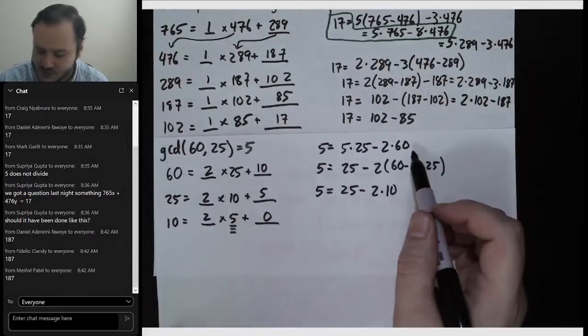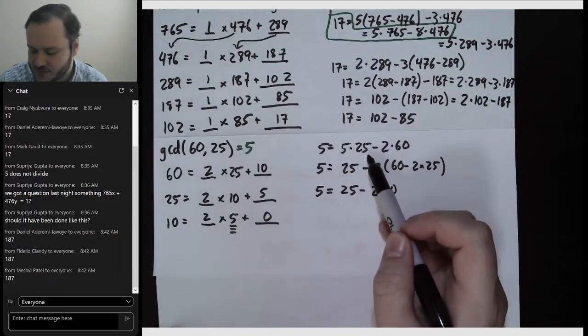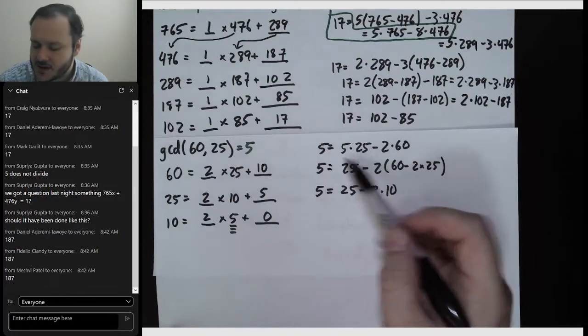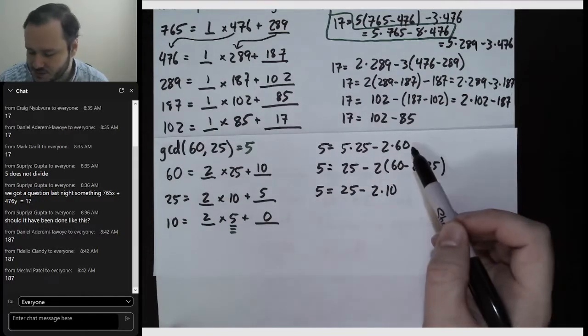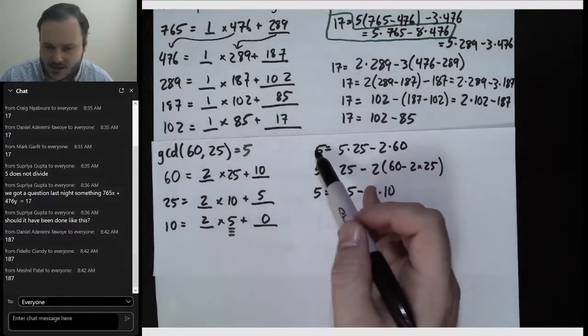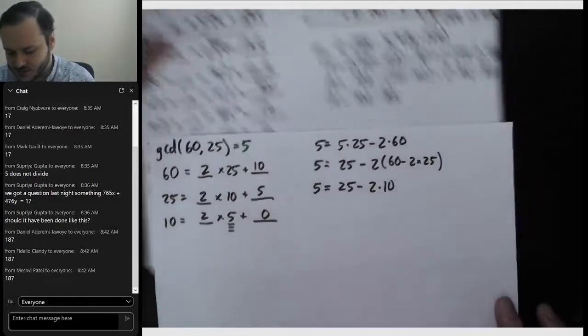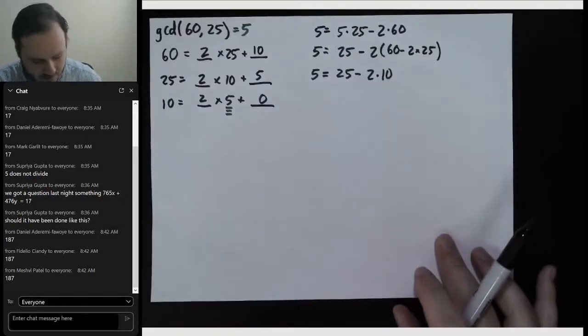And this one is easy to check. 5 times 25, that's 100 plus 25, so 125. 125 minus 2 times 60, that's 120. 125 minus 120 does indeed give me 5. So my Bézout's lemma works.